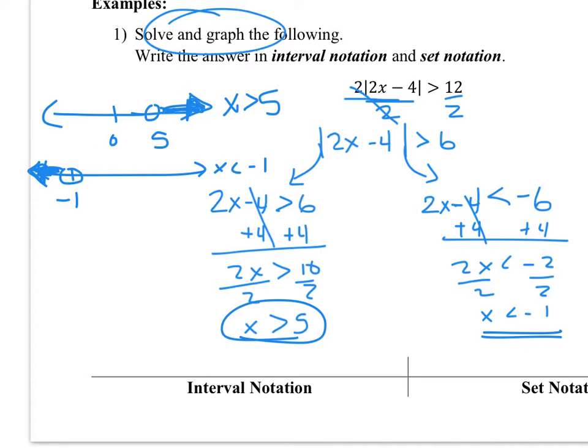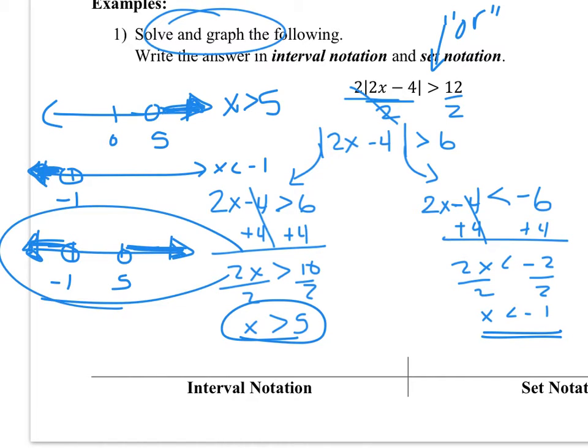Okay. Since this is a greater than, it's considered an or equation or inequality. So that means it could be greater than 5 or less than negative 1. Two options, greater than 5 or less than negative 1. So this is your final answer for the graph. Interval notation, you just take that one that you have, this, and rewrite it.